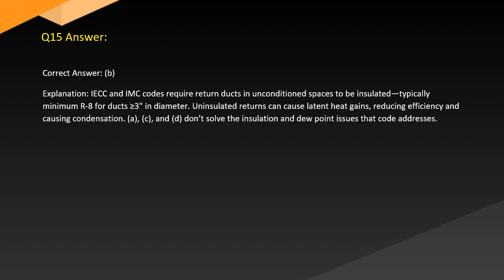Answer. Correct answer: B. Explanation. Codes require return ducts in unconditioned spaces to be insulated. Typically minimum R8 for ducts equal to or greater than 3 inches in diameter. Uninsulated returns can cause latent heat gains, reducing efficiency and causing condensation. A, C, and D don't solve the insulation and dew point issues that code addresses.